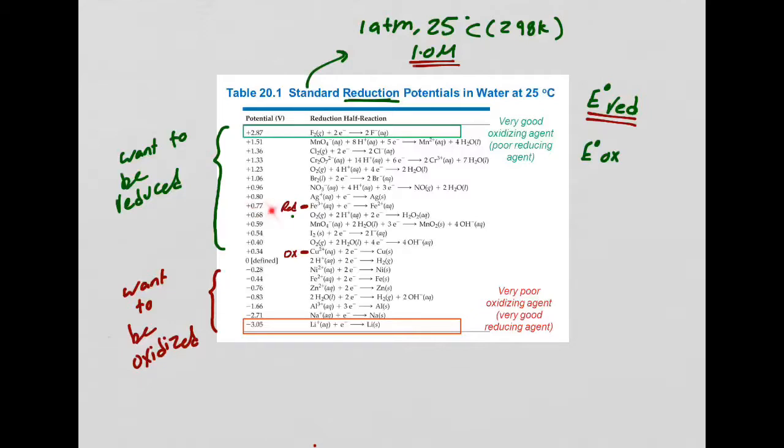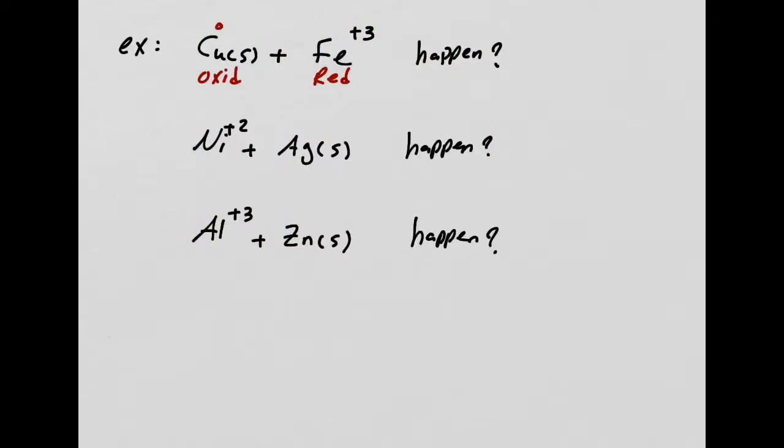There's another way we can do this. We can say, okay, this is reduction, 0.77, okay? This is oxidation, I have to flip it, okay? So we go 0.77, I have to flip it, so plus negative 0.34.